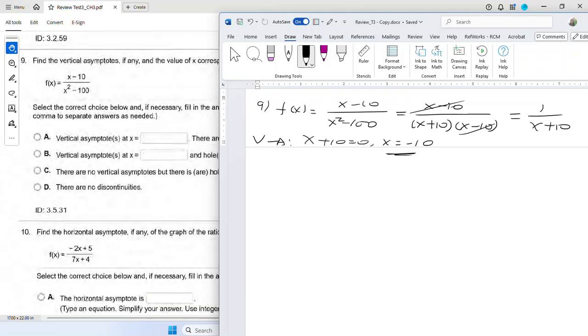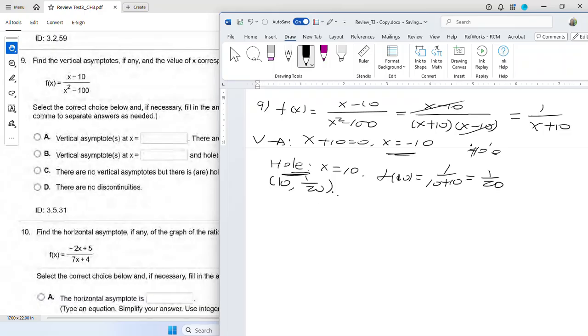What happened in this one right here, when you have a common factor, it creates a hole. If you want to know a little bit more, it creates a hole at x equal to 10. And then for f of 10, you plug in 10 plus 10, so it's 1 over 20. So your hole here is at 10 and 1 over 20. So there's a discontinuous point in here. That means when x equals +10, it's not a vertical asymptote, it's a hole.